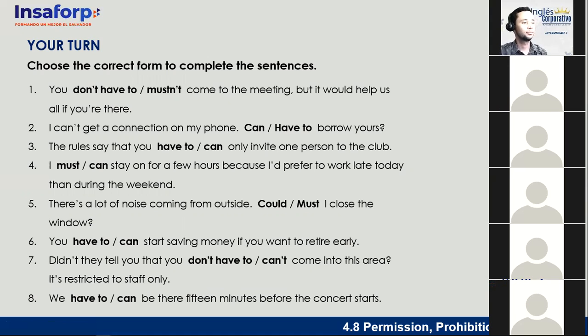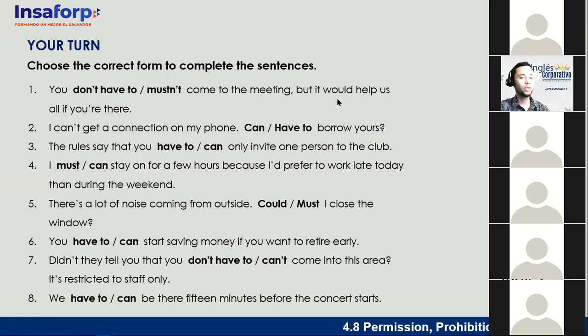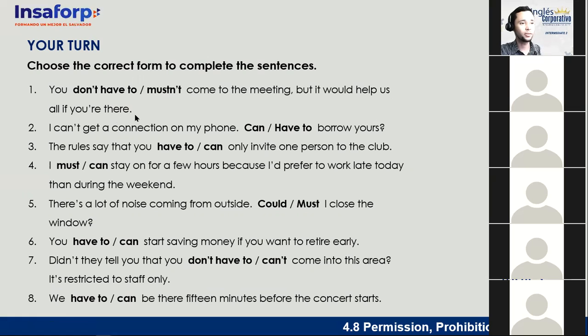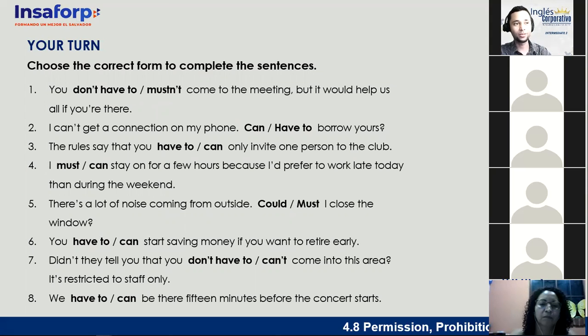Jessica. Mustn't. You mustn't come to the meeting. Veamos qué dice después. But it will help us all if you are there. Nos ayudaría que estuvieras ahí, ¿verdad? You don't have to. Okay, correct. It's not an obligation, but if you go, it will be good. O sea, no tienes que llegar a la reunión, pero nos ayudaría mucho si lo hicieras, ¿verdad? So, you don't have to. Thank you very much. What about number two?